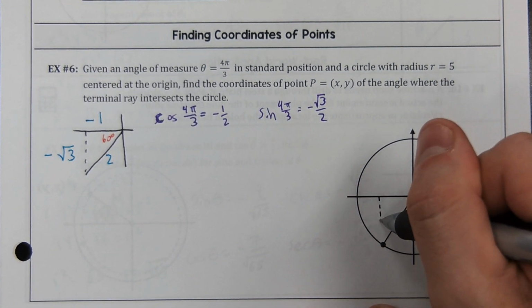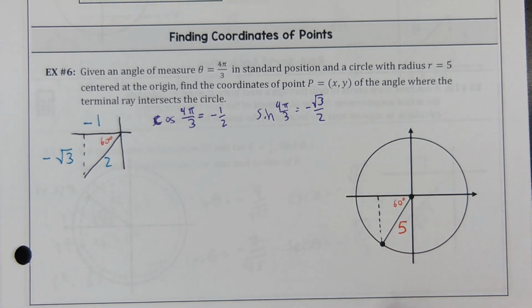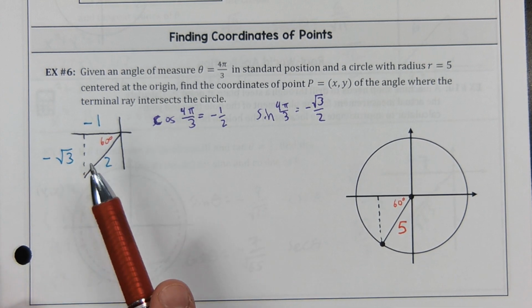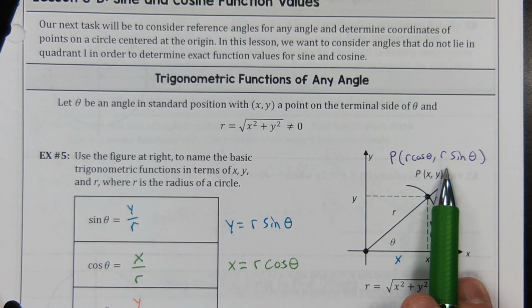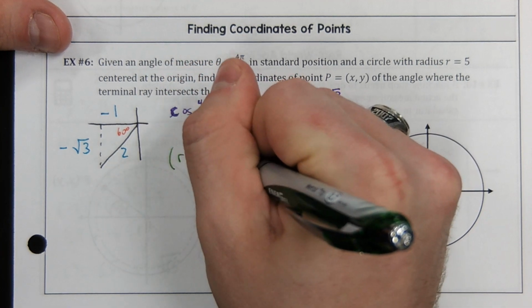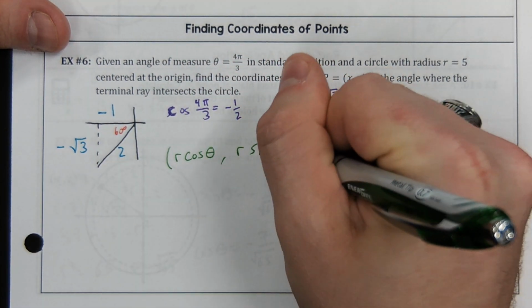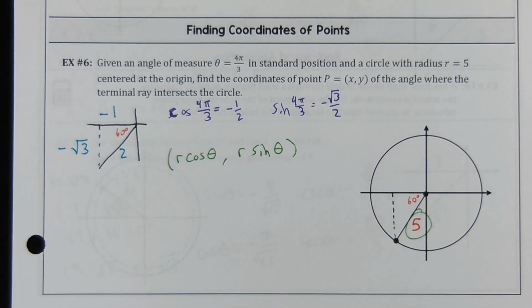So what we're actually dealing with here is a 30, 60, 90 triangle where the radius is 5, not 2. And I'm not trying to mess around with all of the ratios and try to figure that out. Instead, I would rather draw a reference triangle, evaluate my trigonometry, and then know that every coordinate is r cosine theta, r sine theta. We know cosine and sine of our theta, and we know our r is 5.